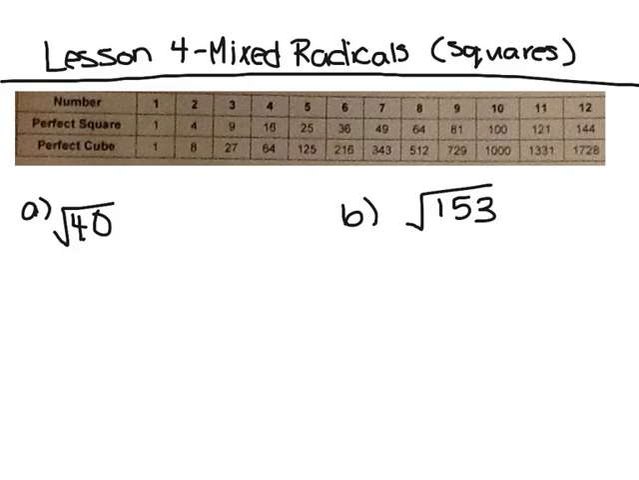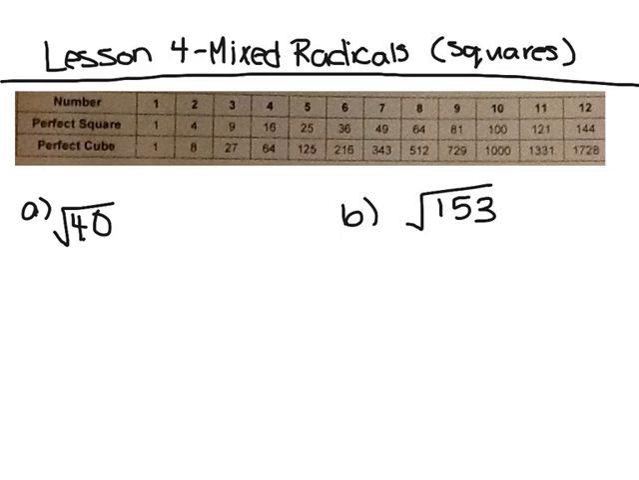Lesson 4, mixed radicals. When you are simplifying a radical, you are writing it in mixed form. Mixed form means you have a number on the outside that is a coefficient, and the number under the radical is the smallest number possible. It's very similar to the last lesson. We're going to break up the radicand, the number underneath the radical, into a product of a square and a product of not a square.